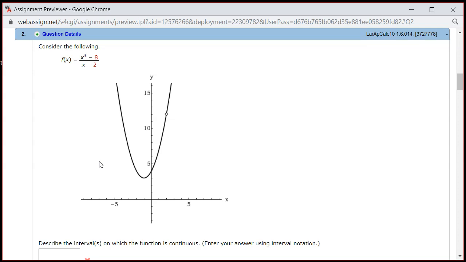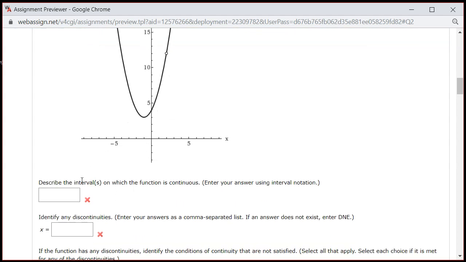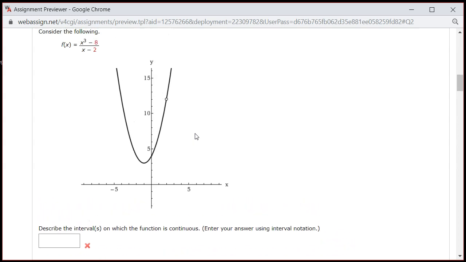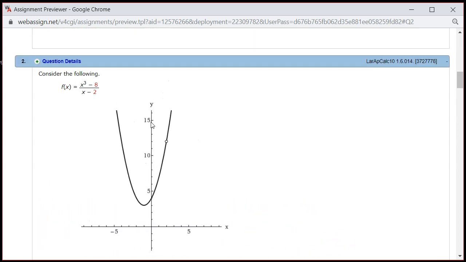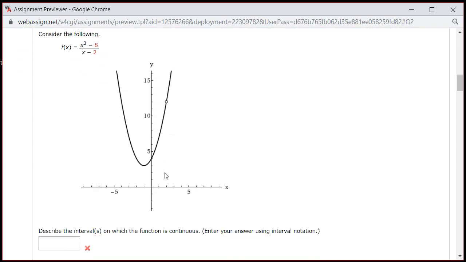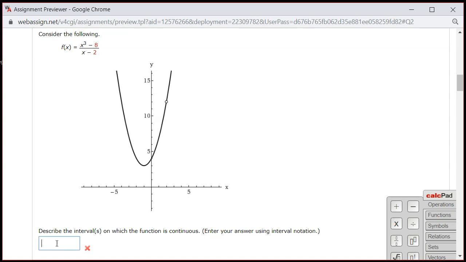Alright, let's look at homework 1.6, problem number 2. We have a rational function, so we have to look for the domain. Here, describe the intervals on which the function is continuous. The only bad number in this case would be x equals 2, which makes the denominator equal to 0. So it's going to be all real numbers except for 2.